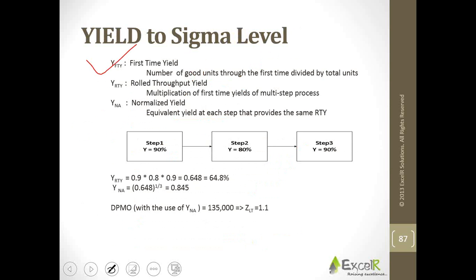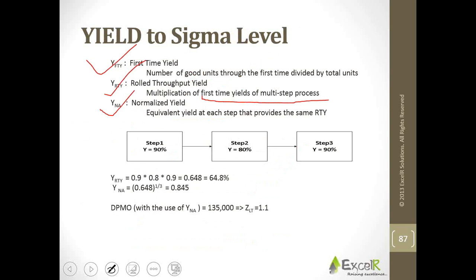How to calculate yield to sigma level? How do you convert that? We know that we have yield, first time yield. First time yield is the number of good units that we have for the first time divided by the total number of units. Rolled throughput yield is the multiplication of first time yield of all the multiple steps.